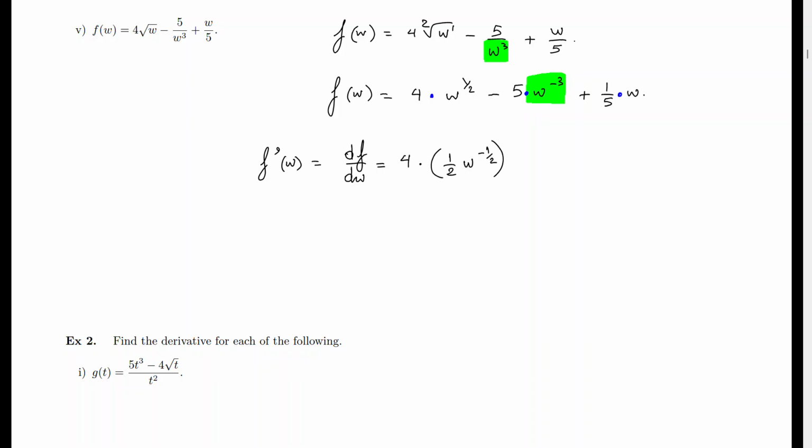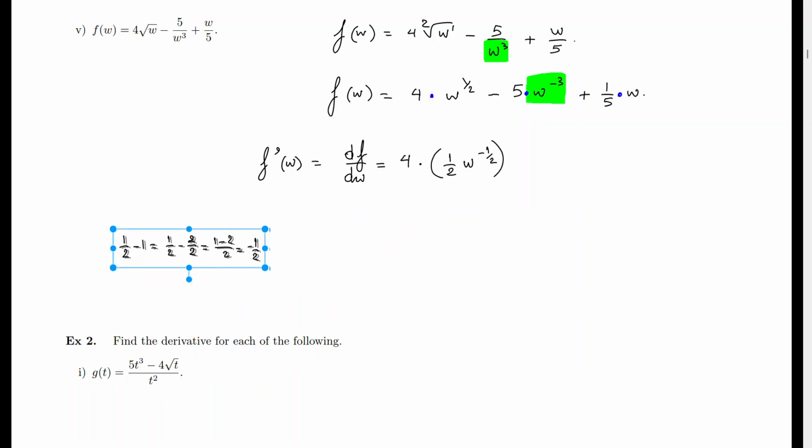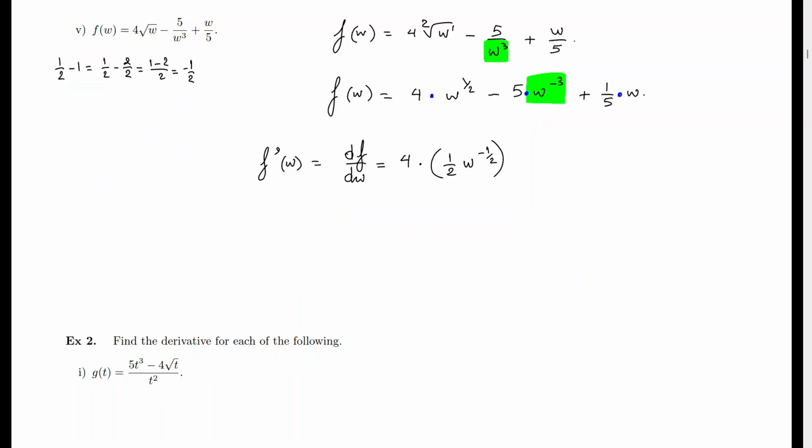Let's pause for a second. Where did this -1/2 come from? The original number was 1/2, and the derivative tells me to subtract 1. So that's going to be 1/2 minus... sorry, let's just do it the long way. 1/2 minus 2 over 2, which is -1/2. So that's how I'm getting the -1/2 for the first power.